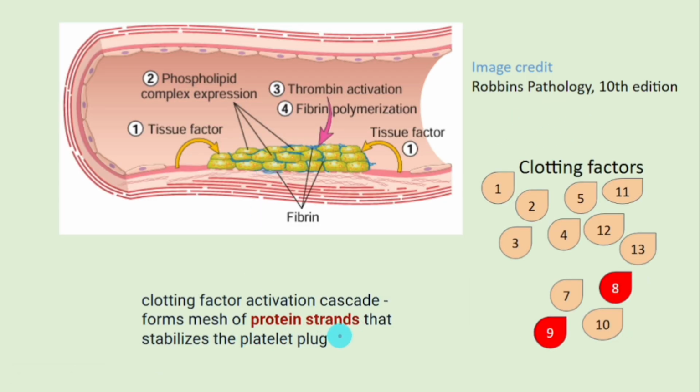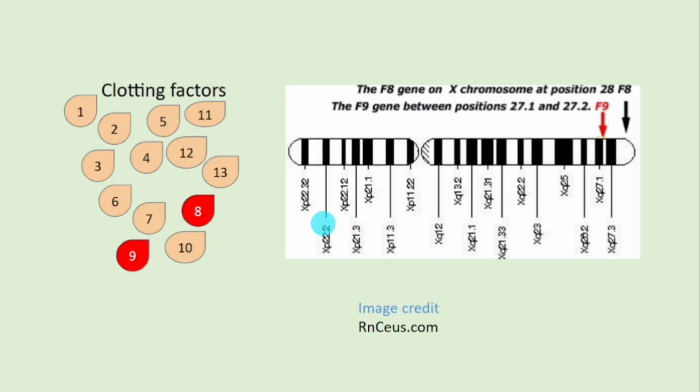So the protein strands are formed, fibrin strands are formed, and a mesh is created, a net-like structure is created, which will hold everything together and it will help to seal the injured blood vessel. So clotting factors form a mesh of protein strands that help to stabilize the platelet plug. So these two important clotting factors, 8 and 9, are present on this segment, the Q segment of X chromosome. So if this particular portion is deleted or is mutated, the gene will be affected and the levels of clotting factor in body will be affected.